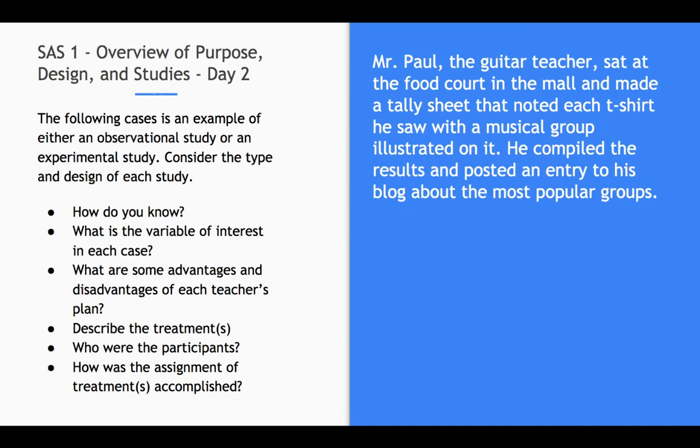Mr. Paul, a guitar teacher, sat at a food court in a mall and made a tally sheet that noted each t-shirt he saw with a musical group illustrated on it. He compiled the results and posted an entry on his blog on the most popular groups. Now, that's a survey. It's monitoring. It's an observational study, but it doesn't really determine whether or not people like those groups. It may be that it was just the only shirt they had that was clean.